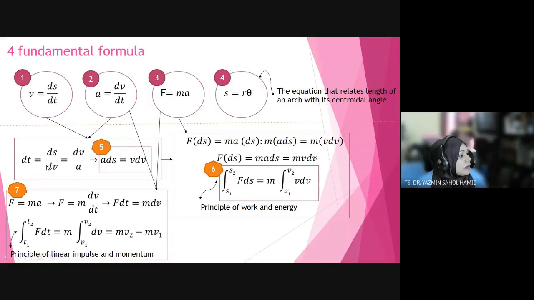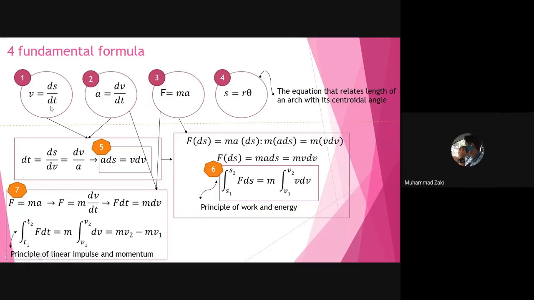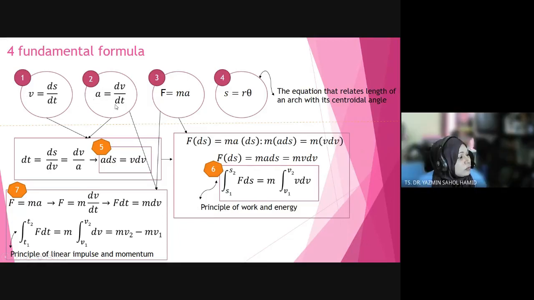Alright. So what I did is I brought the dt on top. I put the v at the bottom. Same with equation number 2. I put dt on top. I put the acceleration at the bottom. So then you will get ds over v equals to dv over a.